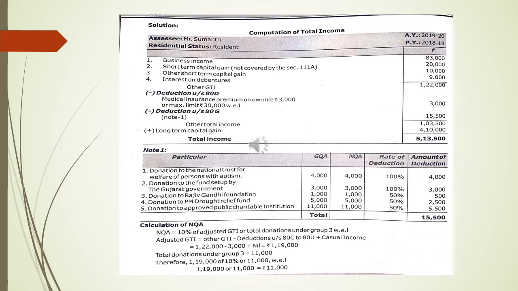So now you subtract 15,500, and 3,000 under 80D, out of your gross total income. So your net total income comes to 1,03,500. There are long-term capital gains which we have not added in the gross. So now we will add it back. Net LTCG 4,10,000. So your total income is 5,13,500. Hope you have understood 80G. Pay a little more attention in learning this.